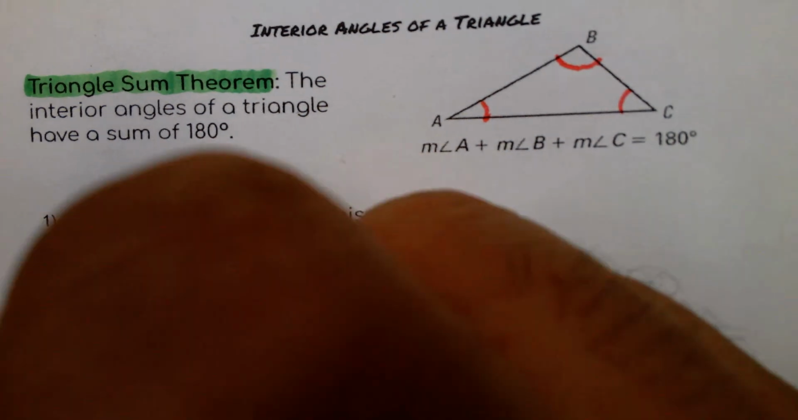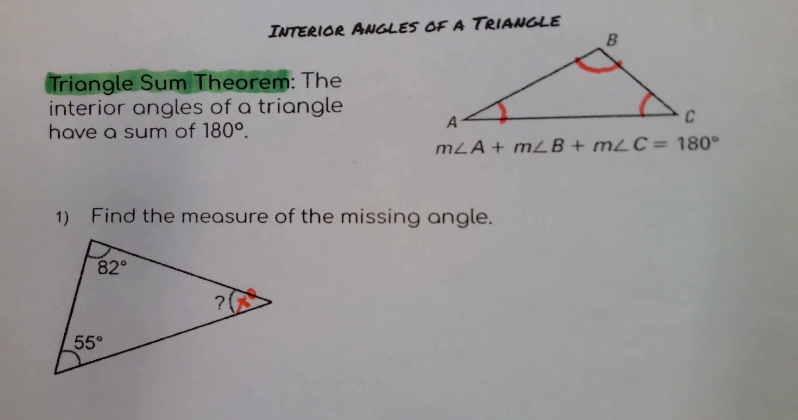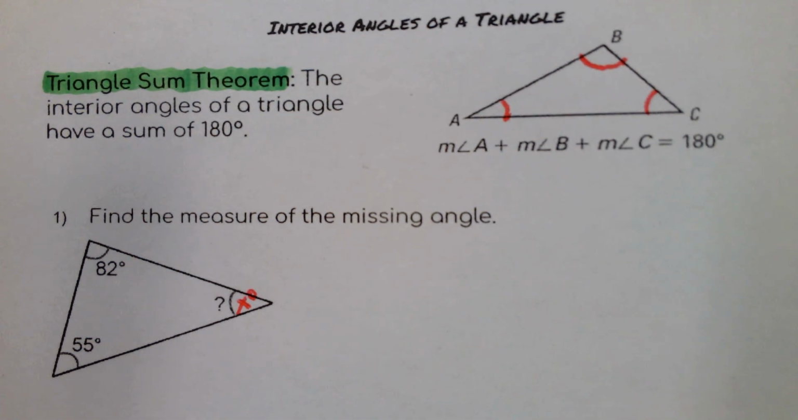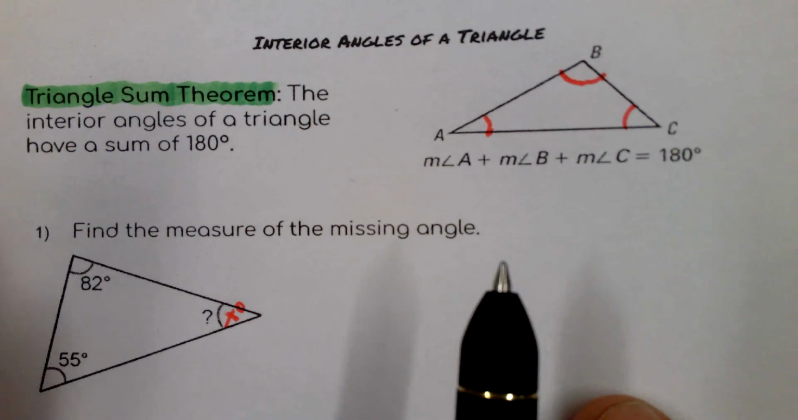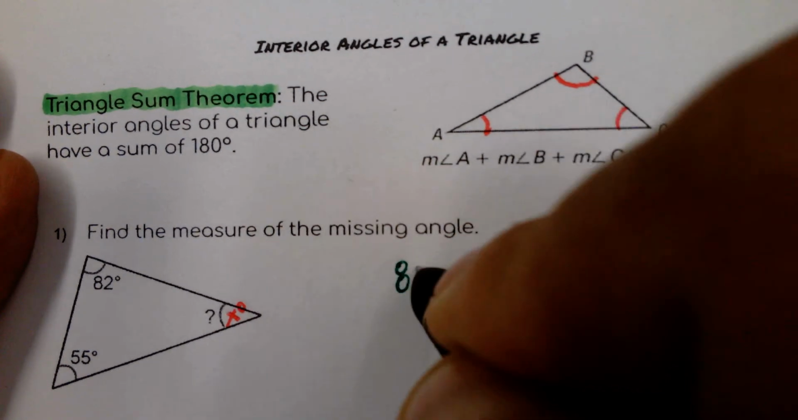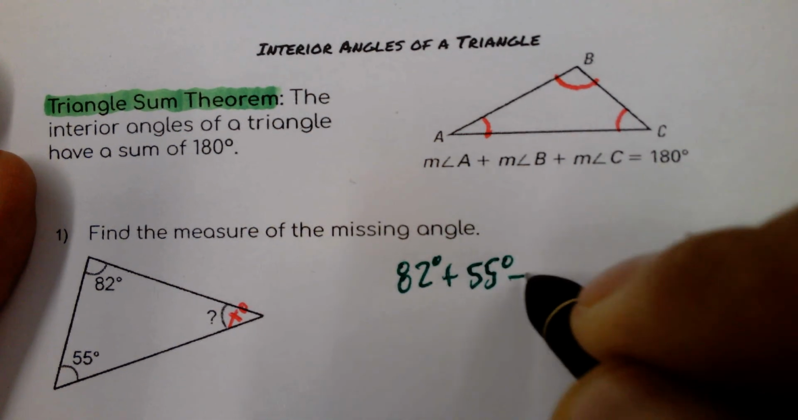So let's say I call this unknown angle x degrees. So go ahead and label that x degrees, please. Let's set up an equation to figure out x, because I want to steer us towards equations. So using the triangle sum theorem, if I add up all of these angles, what would they make? So what could the equation be? It could be 82 plus 55 plus 8x equals 180.